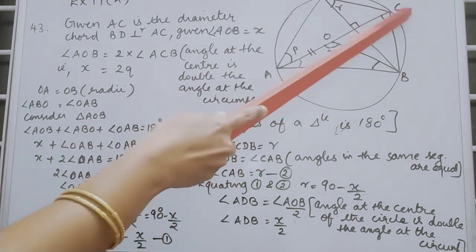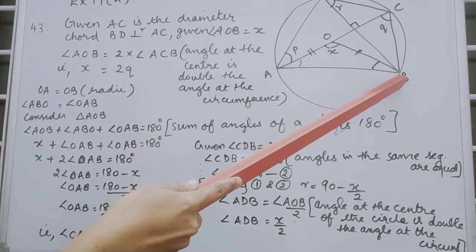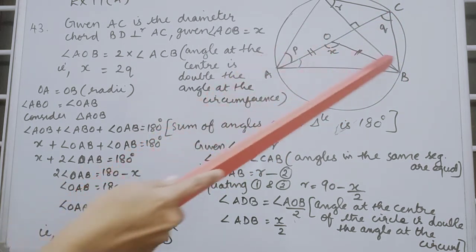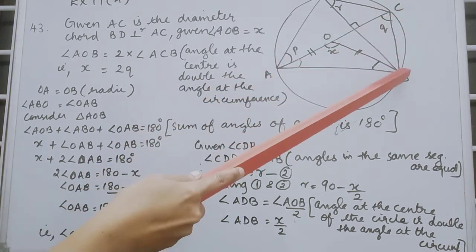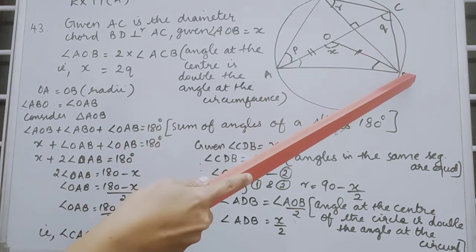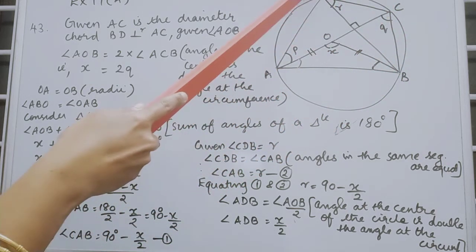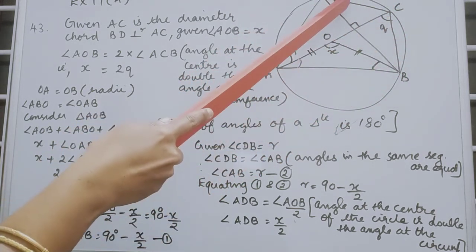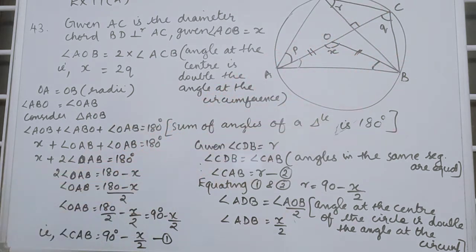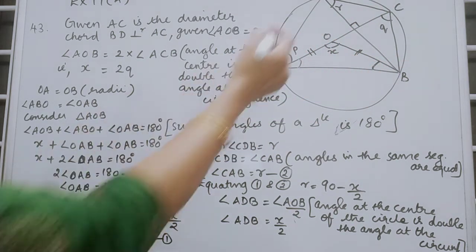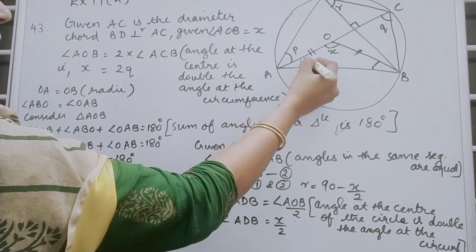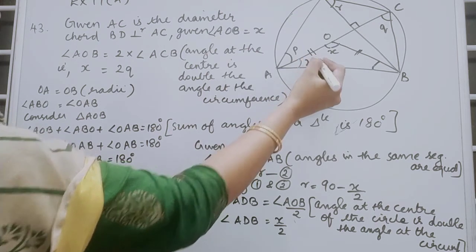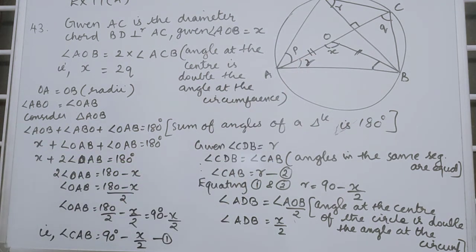CDB lies in the segment CB. In the same way, CAB also lies in the segment CB. So angles in the same segment are equal. So CDB is equal to R, which means we can write CAB also as R. Since it is given as R, here also it will be R. Let it be equation number 2.